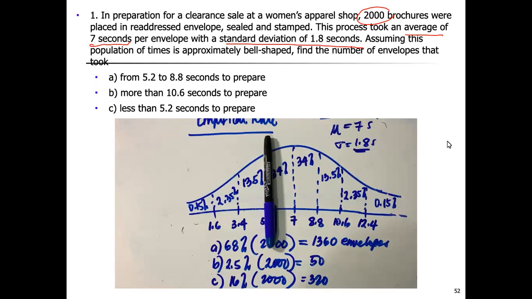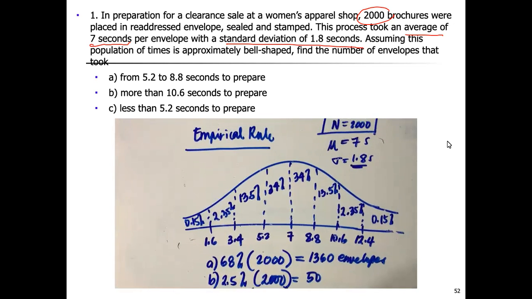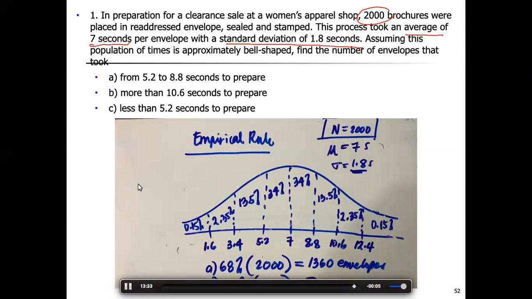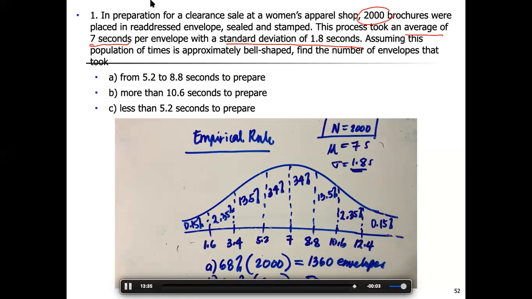If you're asked for the actual number of a certain item or category or variable in your given distribution, do not forget that the moment you have determined the corresponding percent for that particular interval, multiply it with the population. Our population here is 2,000. However, if you're simply asked to give the percent or the proportion, then you simply have to indicate the percent. You don't have to multiply it by the population if you are not asked for the actual number. I hope the concept of the empirical rule is clear to you.